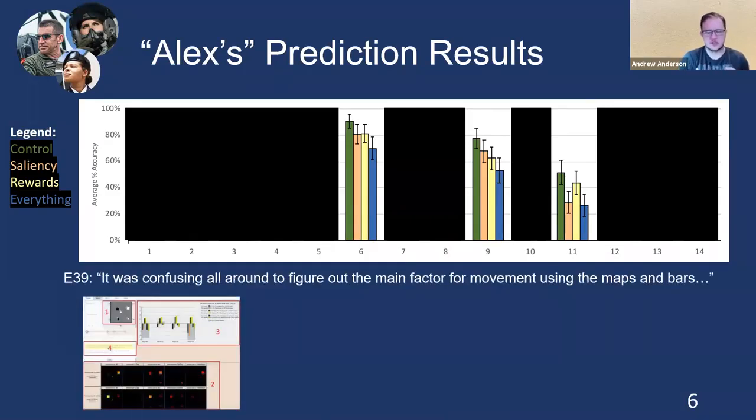This was actually something that some of the participants bemoaned at the end of the task. It was confusing all around to figure out the main factor for movement using the maps and bars in this participant's case. Which is understandable because in the bottom left, that is the interface that they saw.